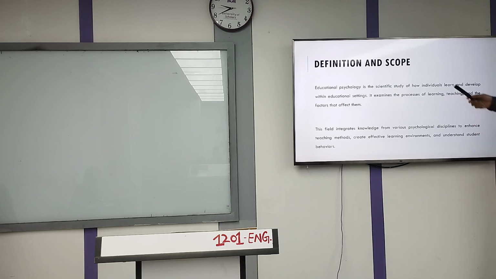So educational settings mean classrooms, even outside the classrooms maybe, where a teacher is there and some students are there. Even that could be the place of a canteen maybe. Okay, so it examines the process of learning. Basically, it examines the process of learning, teaching, and the factors that affect them.